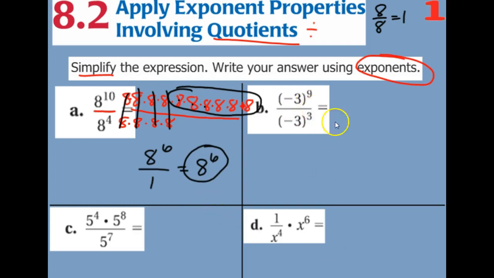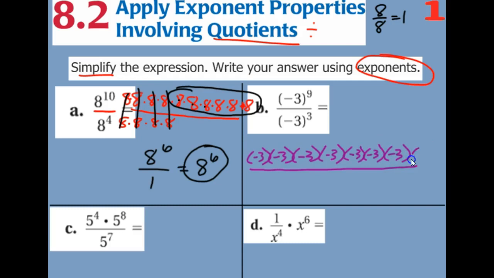Let's simplify the next one. I'm going to do it down here: negative 3 nine times, negative 3, negative 3. Notice I'm putting the parentheses on it. It's not just 3, it's negative 3. There's 4, 5, 6, 7, 8, 9. Barely fits there. And then on the bottom I only have 3 negative 3's. 1, 2, 3.